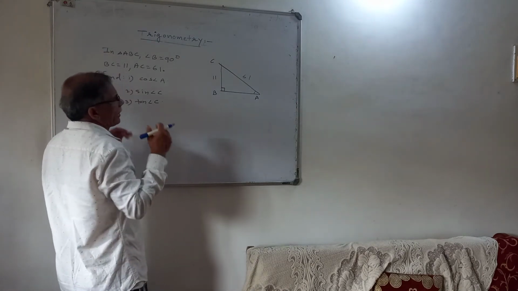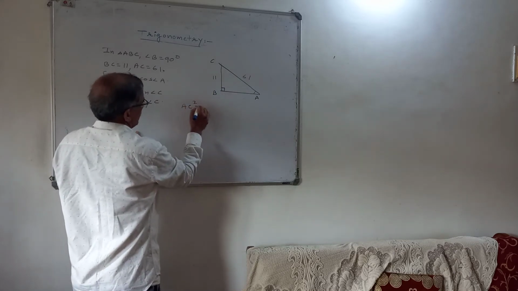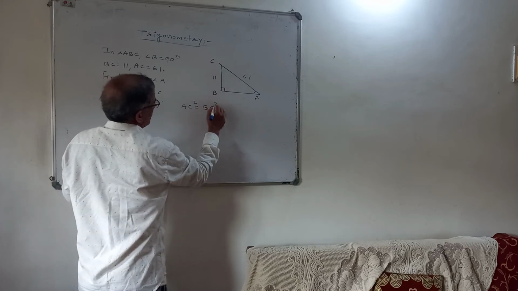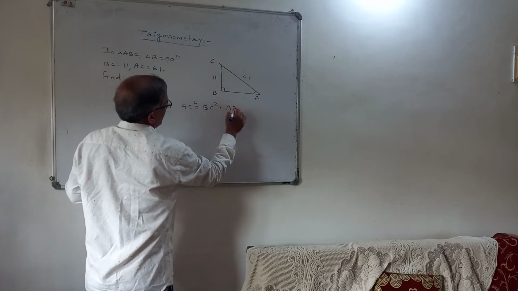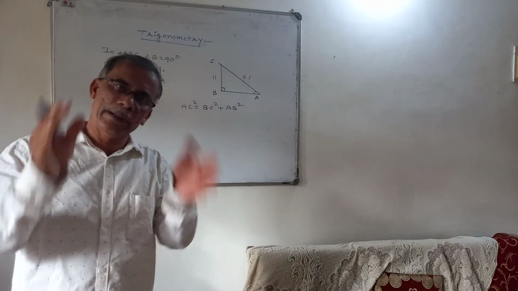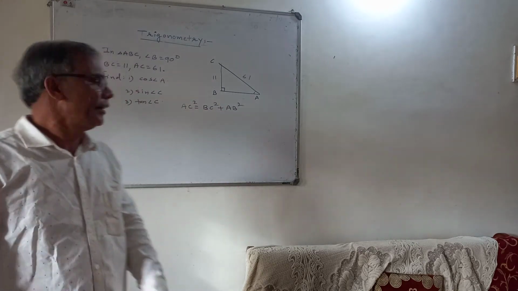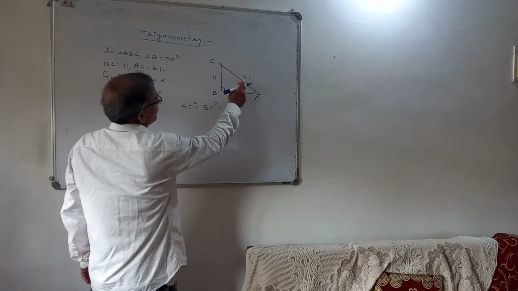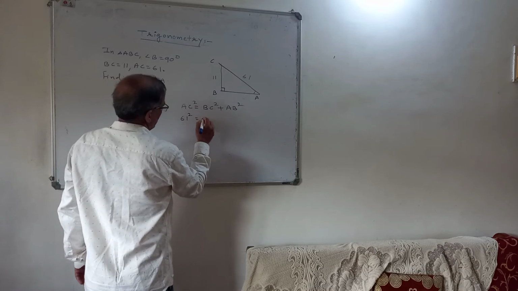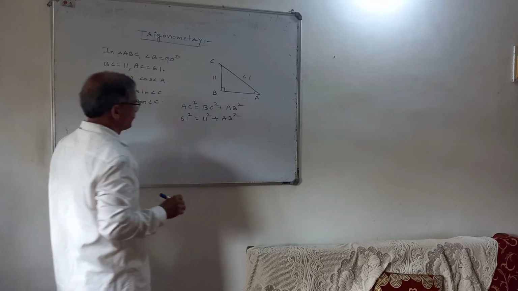What is the theorem? Hypotenuse square is equal to, which is the hypotenuse? AC. So AC square is equal to, now which are the two sides remaining? BA and BC. So it is BC square plus AB square. This is our formula. Always see which is the hypotenuse, write it on one side, and the sum of squares of the remaining two sides on the other side. Now substitute: AC is 61, so 61 square is equal to BC, 11 square, plus AB square.